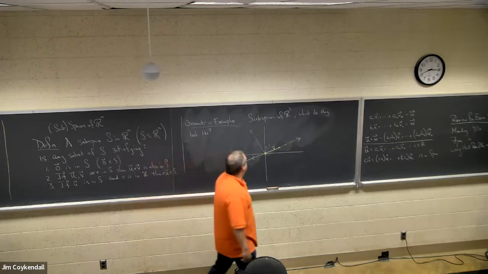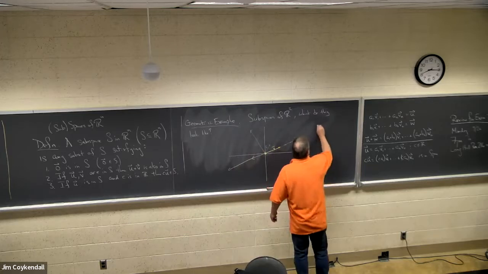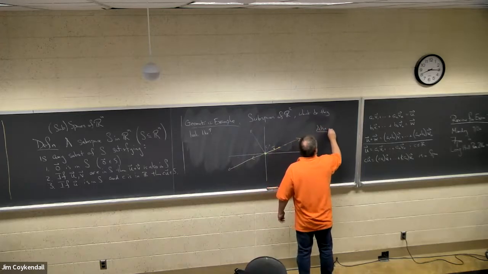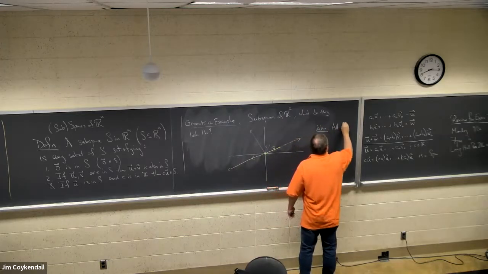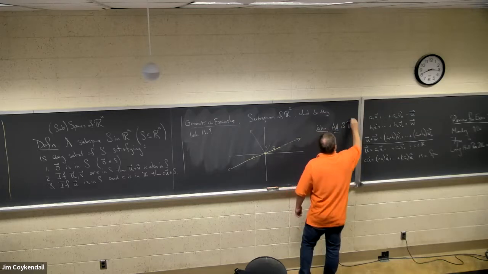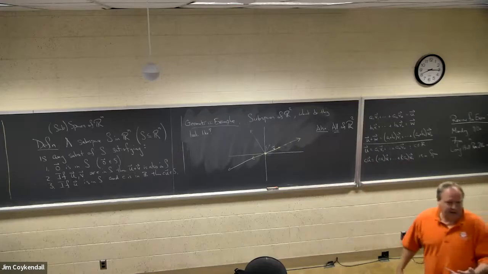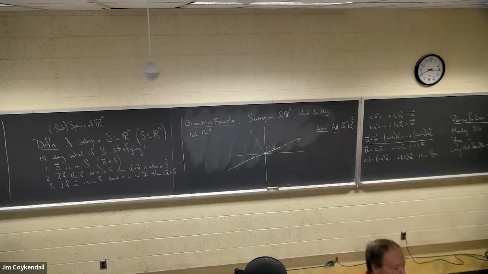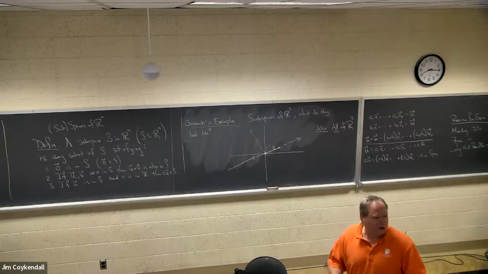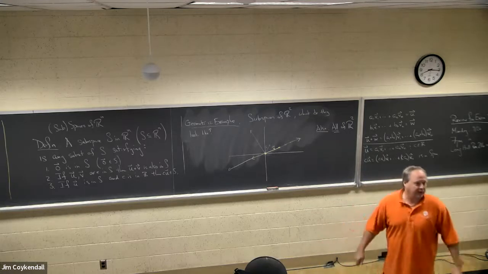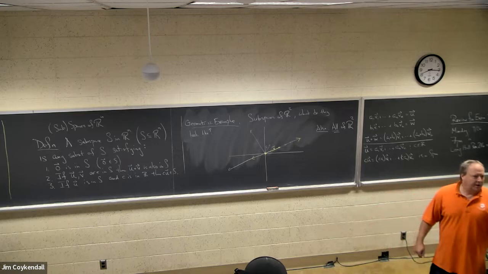So another subspace is all of R2. That's a subspace, right? If I take any two-dimensional vector, if I add two-dimensional vectors in R2, what do I get? A two-dimensional vector. The zero vector is 0, 0. There you go. And if I multiply a two-dimensional vector by a constant, I get a two-dimensional vector.